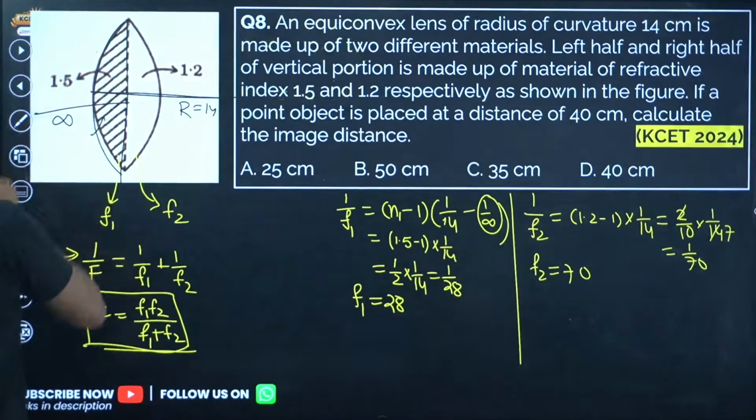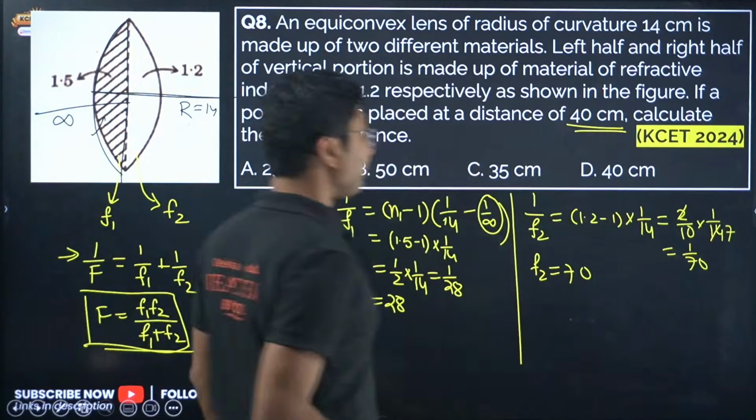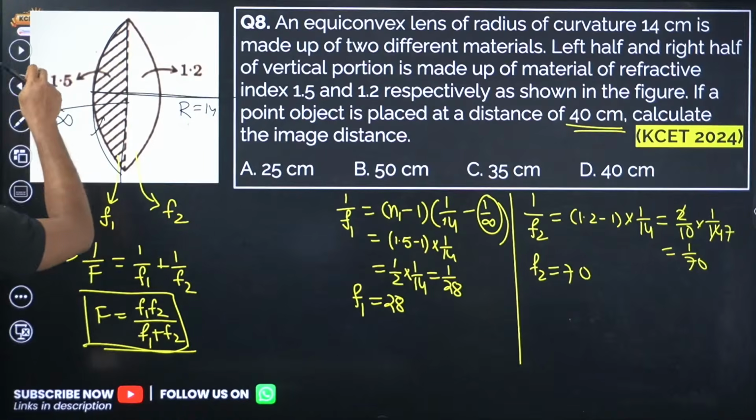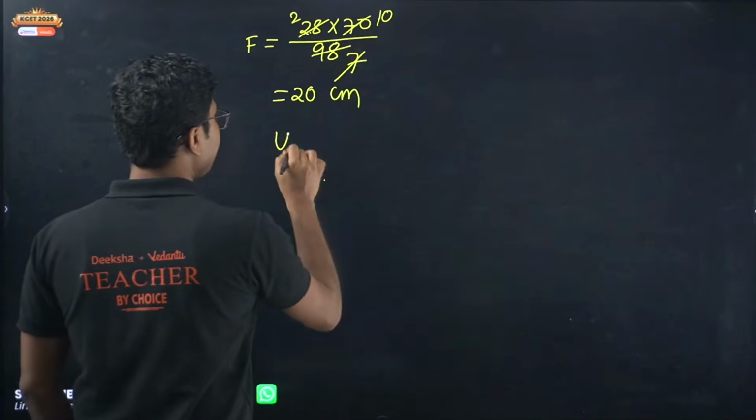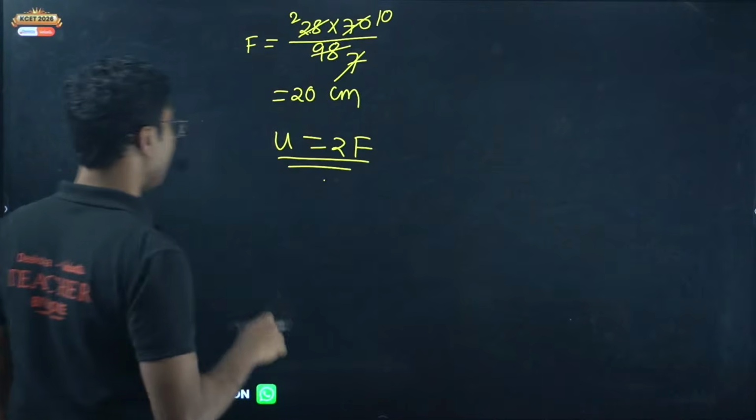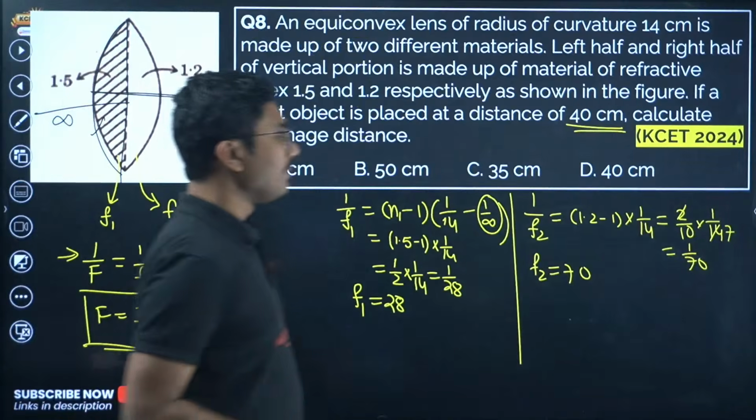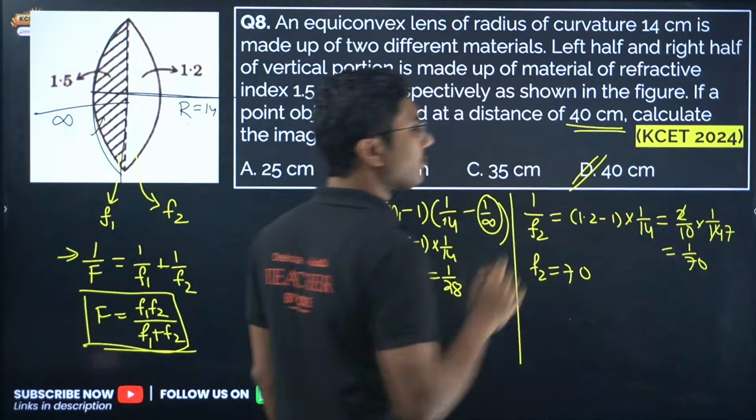Now if you see, in this question they have said that the object is placed at a distance of 40 centimeters. So the object is placed at a distance of 40 centimeter, which means the object is at twice the combined focal length, so the image will also be formed exactly at 40 centimeter.